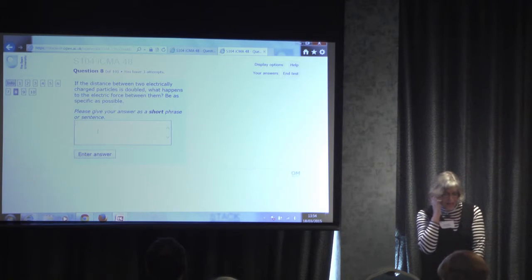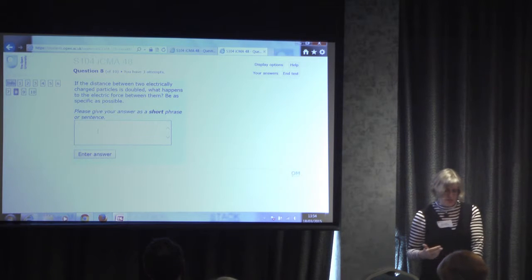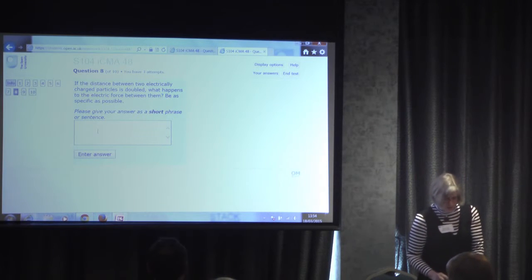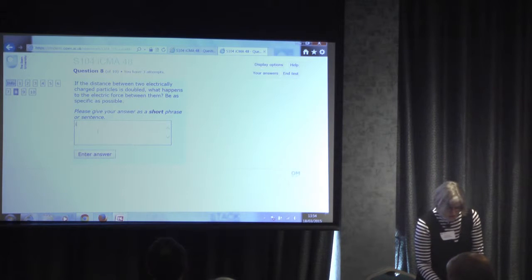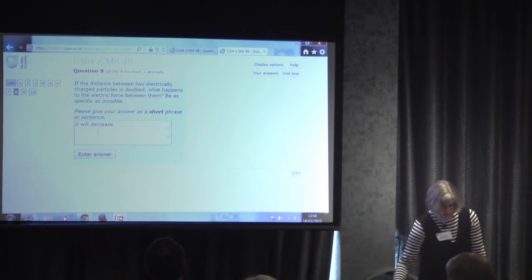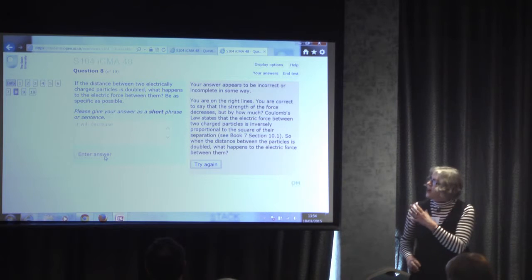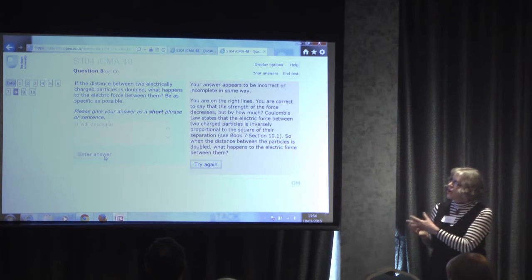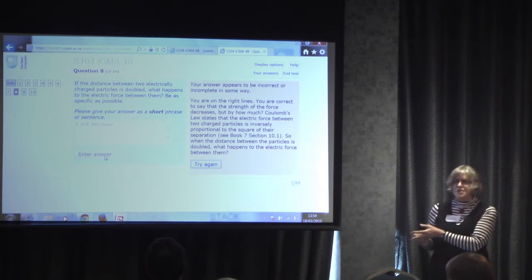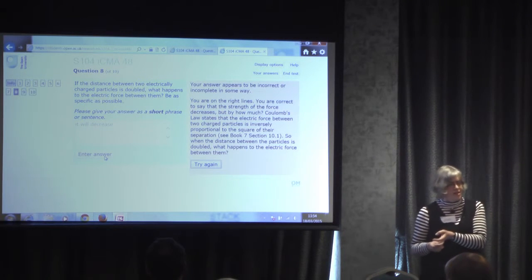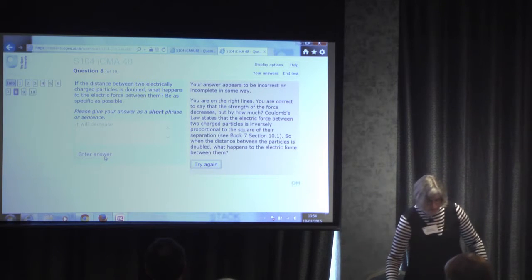Okay, so we're being asked, we're doubling the distance between two electrically charged particles. I'm just going to say it will decrease. Okay, and what I'm trying to get at is here we are giving targeted feedback. So it's not that it will decrease is a wrong answer, it's just not really quite got enough information. So let me try again.